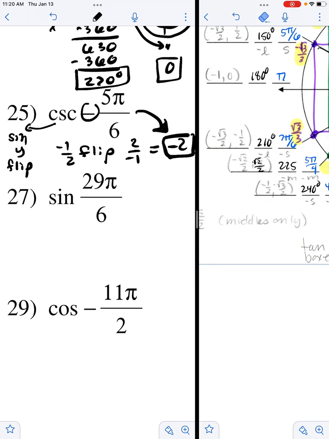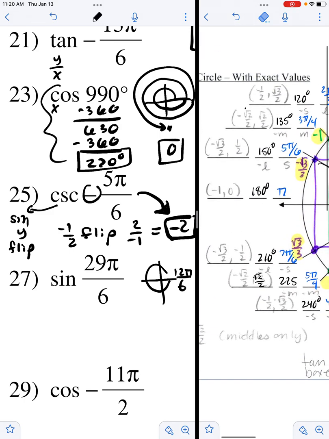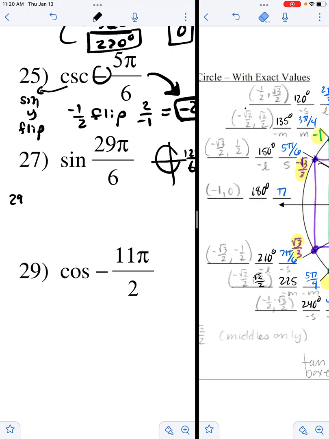29 pi over 6. Boo. All right, think about it. Again, all the way around the circle, when you are using sixths, would be 12 pi over 6. So just like we did up here with the degrees, let's start with what we've got, which is 29 pi over 6. And let's subtract trips around the circle, just like we did with the 360. This is going to turn into 17 pi over 6. That's not on the circle, so I take away another trip around, just like up here.